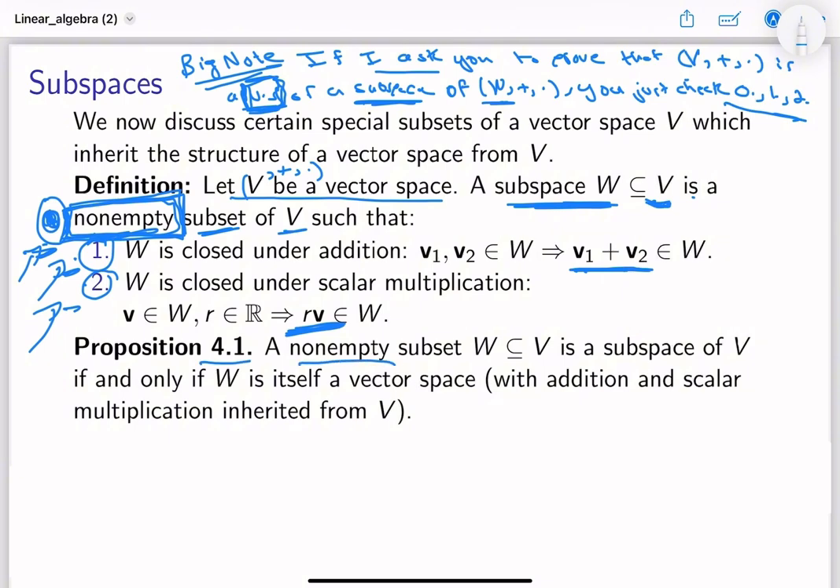A non-empty subset omega of V is a subspace of V. So we have V is a vector space with two operations, and we're saying if you start with a non-empty subset omega of V, then this omega is a subspace if and only if omega is itself a vector space. So let me just restate what I said here. We defined previously a subspace as a vector space that is contained in a bigger vector space. So this was our definition 1.